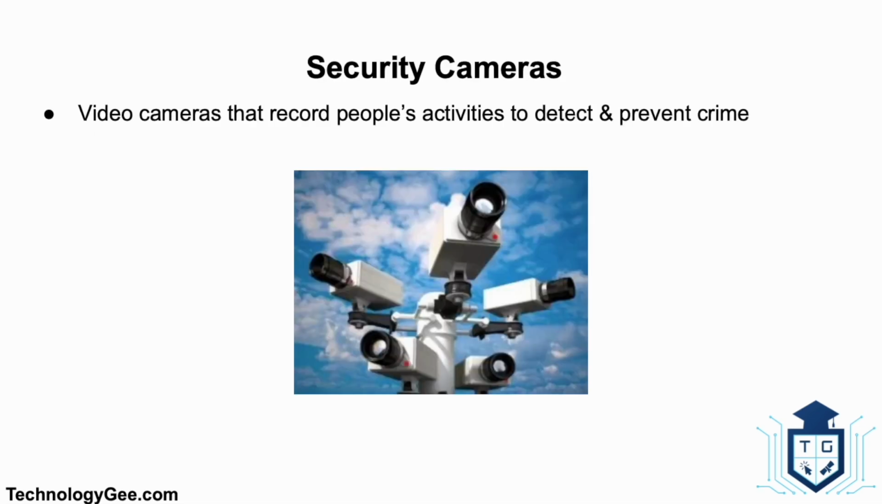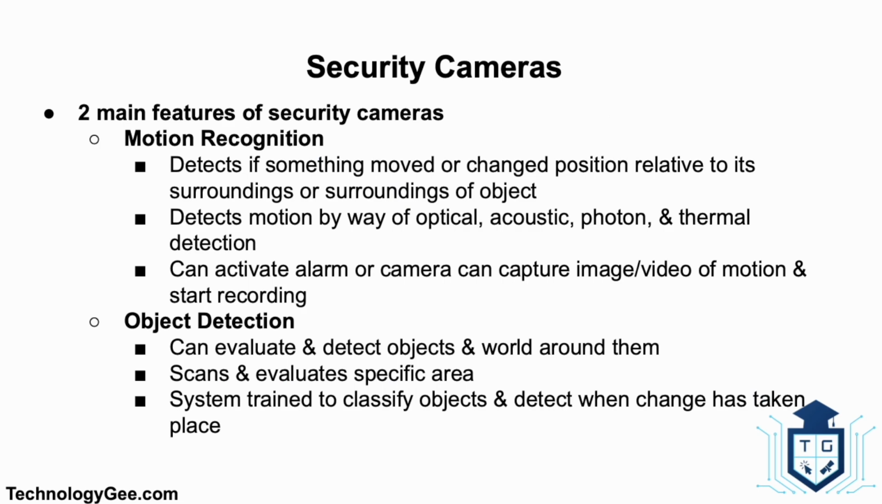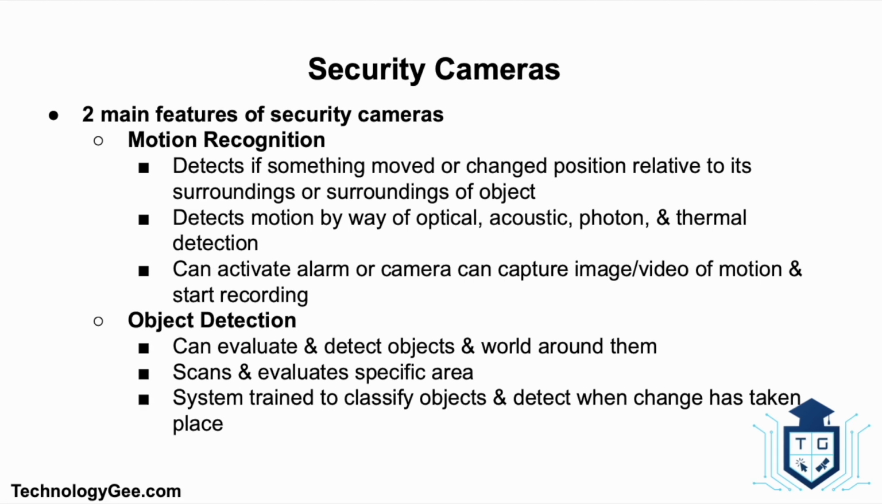Next, we have security cameras. So a security camera is a video camera that records people's activities in order to detect and prevent crime. And there are two main features of a security camera, and they are as follows. You have motion recognition. So newer cameras and software can recognize that something moved or changed position relative to its surroundings or the surroundings of the object.